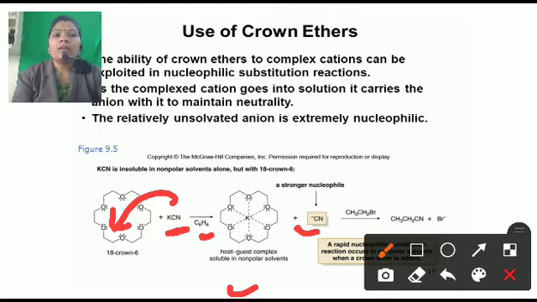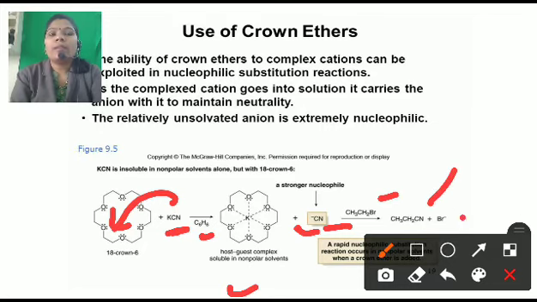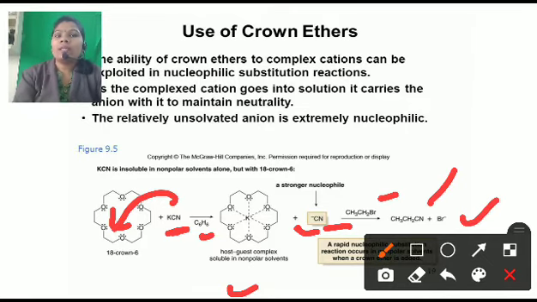Here there is a formation of a strong nucleophile. The strong nucleophile is then treated with ethyl bromide, and there is a formation of ethyl cyanide by the removal of the bromine. That's why this is useful in nucleophilic substitution reactions. Also, this complex cation goes into the solution and carries the anion with it to maintain neutrality. The relatively unsolvated anion, a negatively charged atom, is extremely nucleophilic.